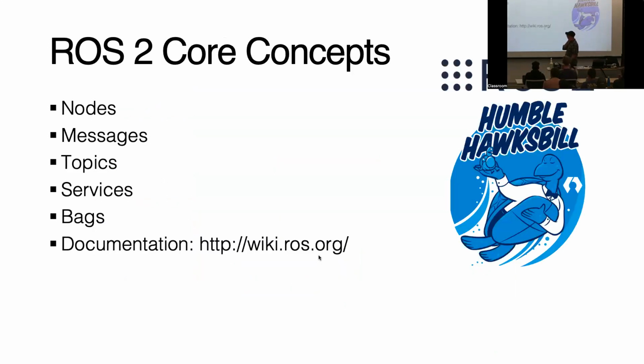So there's a few concepts that we should cover in ROS. So the idea of a node, what messages are, topics, services, bags, and then you can read all the documentation there. We're using Humble Hawksbill for this lab. We used to use an older release, but ROS releases a new release every year, basically.